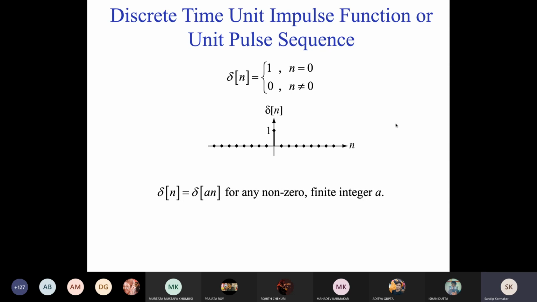Okay, the discrete time unit impulse function is similarly defined. For n equal to 0, the value is 1, and for n not equal to 0, the value is 0. So delta[n] equals delta[an] for any non-zero finite integer a. Is that correct? Yes, because by definition, n equal to 0 gives the value 1. So an equal to 0 implies n equal to 0. Right?